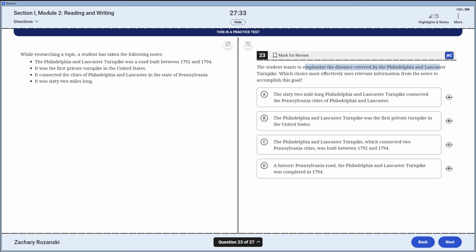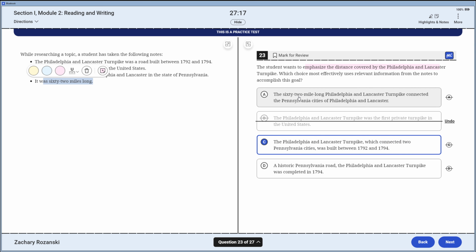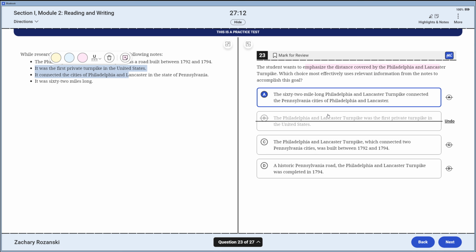I want to emphasize the distance covered by these people. The 62-mile long gives me distance, and I like this immediately off the rip. The next one just says that it's private. This could be the first that doesn't tell me about distance. The Philadelphia-Lancaster Turnpike, which connects two cities, was built between... The "which connects two cities" might be giving me what I'm looking for here. I'm going to see that both of these details are true. It is 62 miles long. I don't see anything wrong with it being a liar.